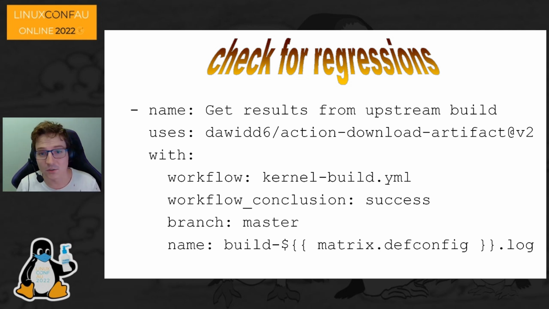This one is using a community action, not from GitHub, to download an artifact. We say this is the workflow we care about. We only want to look at successes, so if the build failed, we don't want to use the log from that. We specify the branch and we specify the name to put it at. This lets us do direct comparisons with whatever we previously want to compare to, which is quite important if you're trying to find newly introduced things. You do need to have some other logic that knows how to diff your output, but this is a way to do inline comparison, so you're only flagging stuff that's newly introduced.